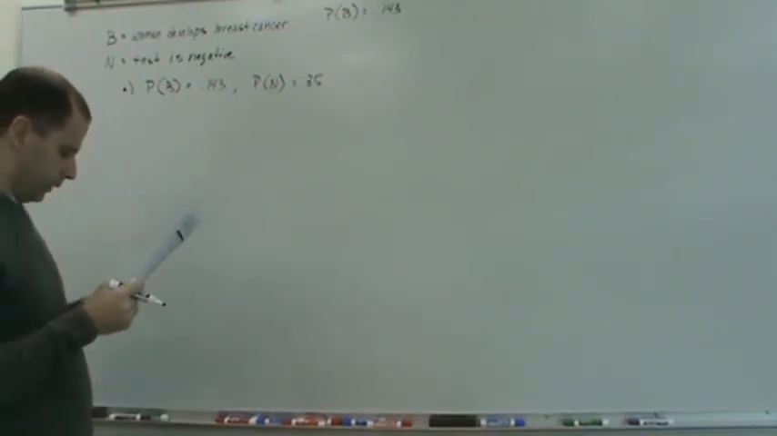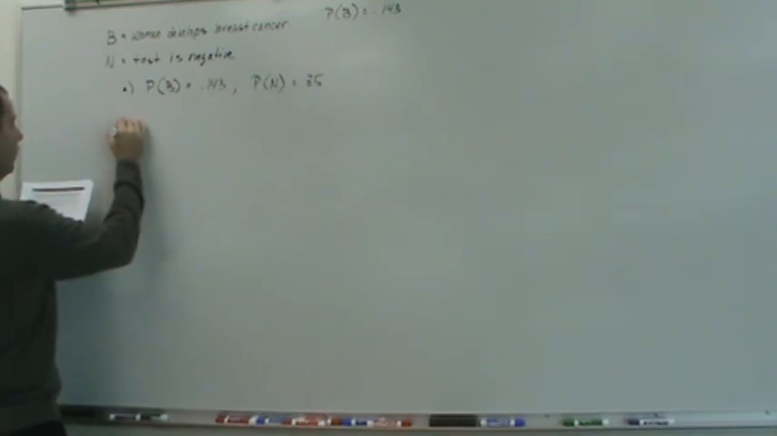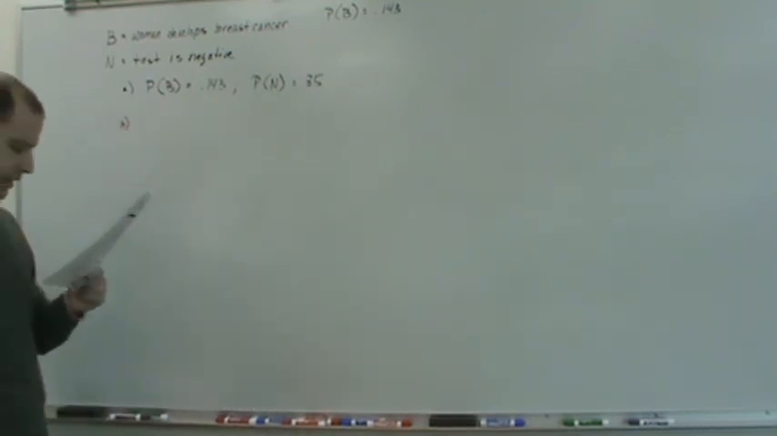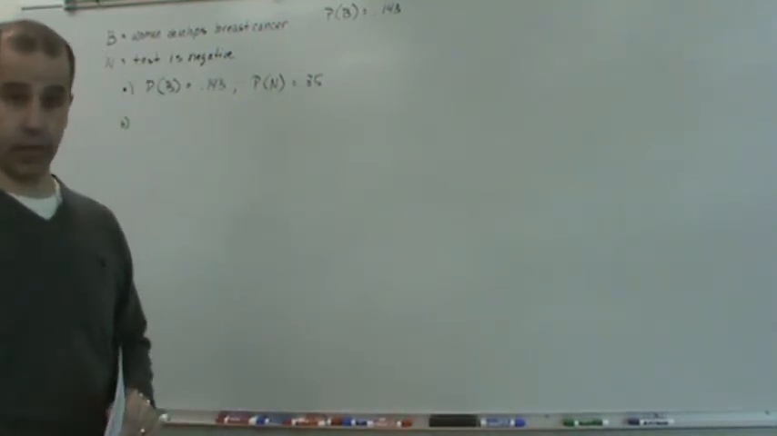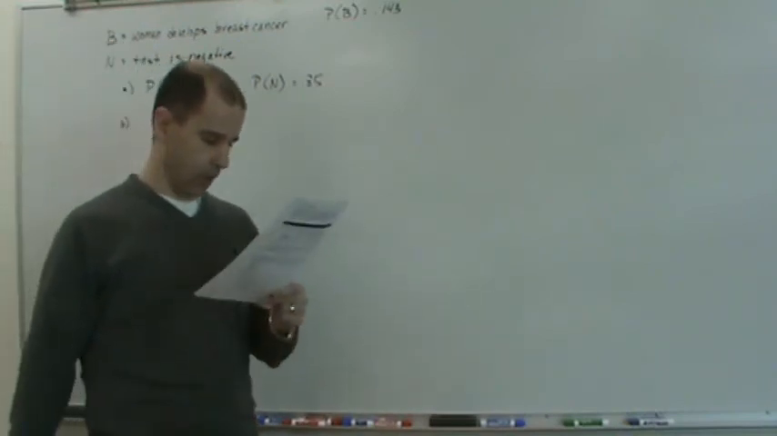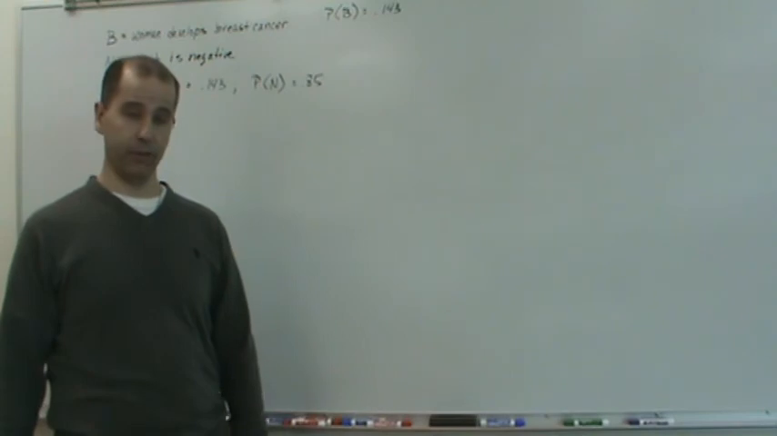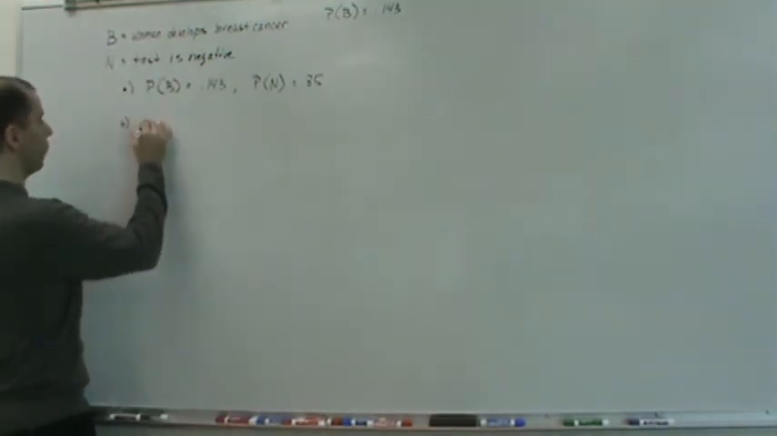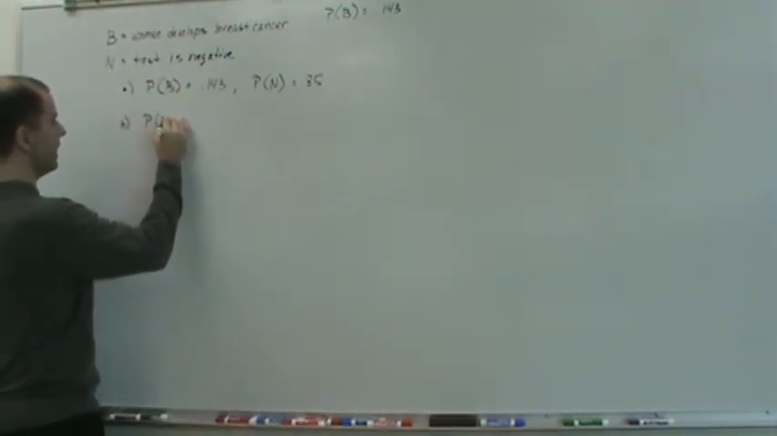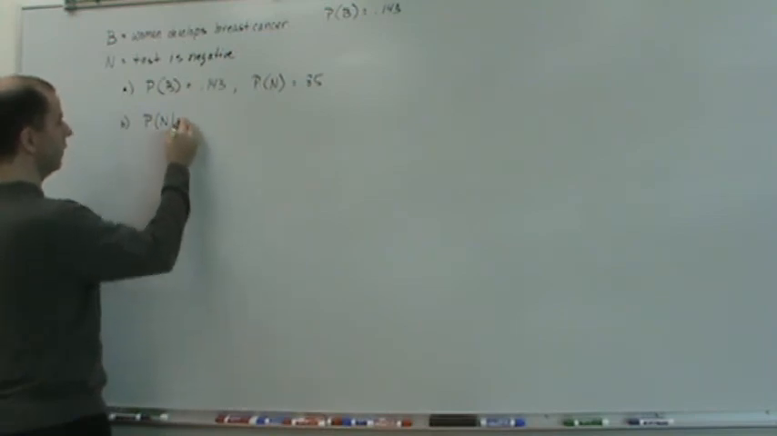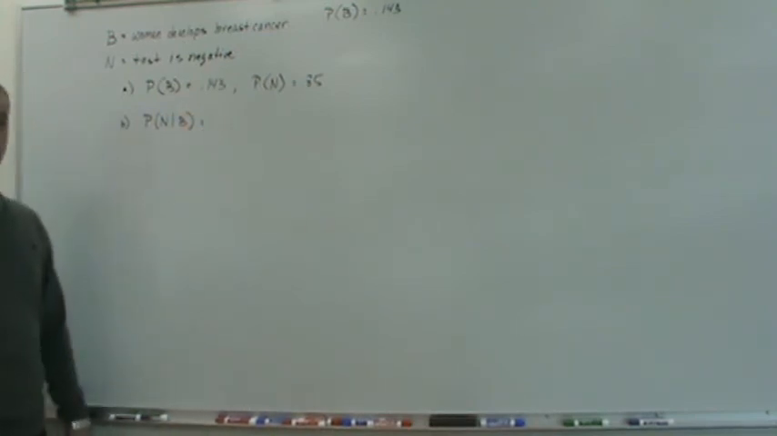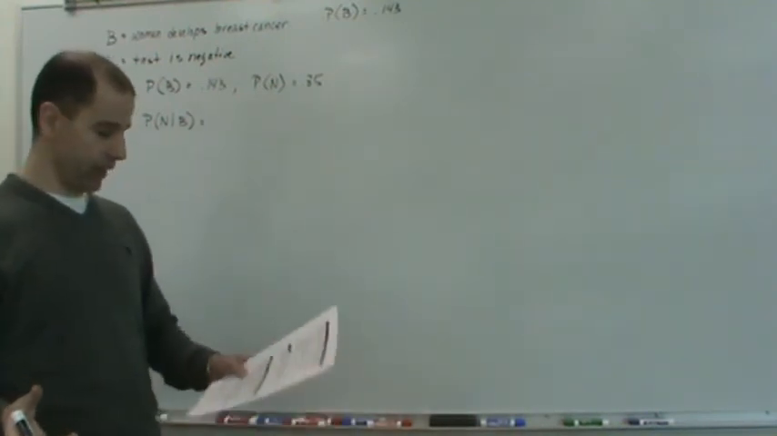Now, B says, given that the woman has breast cancer. Okay, so we know that the woman has breast cancer. Given that the woman has breast cancer, what is the probability that the test is negative? So we want the probability that the test is negative given that the woman has breast cancer. Okay, well, what is that probability? Well, they give that to us too.